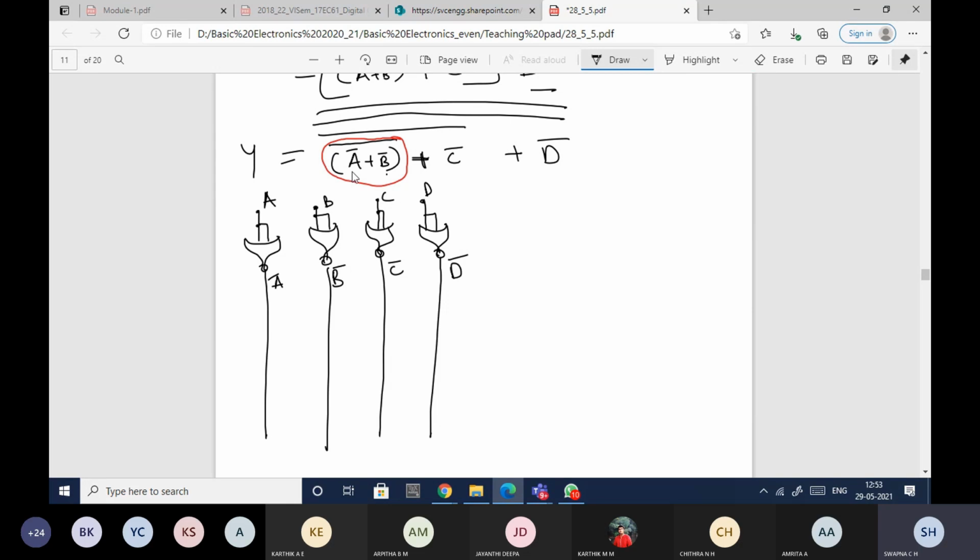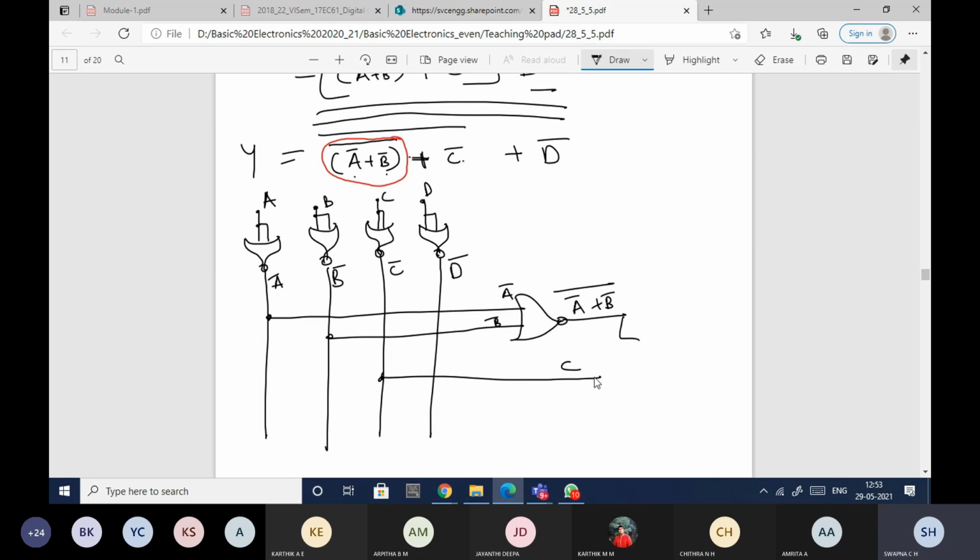Okay, so now I want the first one, A bar plus B bar whole bar. So this is A bar. This is my B bar. Give it to the NOR gate so that I'll get A bar plus B bar whole bar. Now I've got this term. Now I need to get this term plus this C bar whole bar. So C bar, this term plus C bar whole bar. So give it to the NOR gate. So I've got this much now. So this plus this whole bar. So D bar.